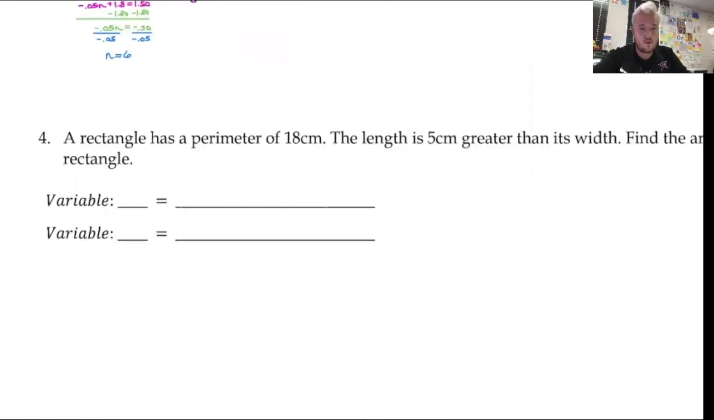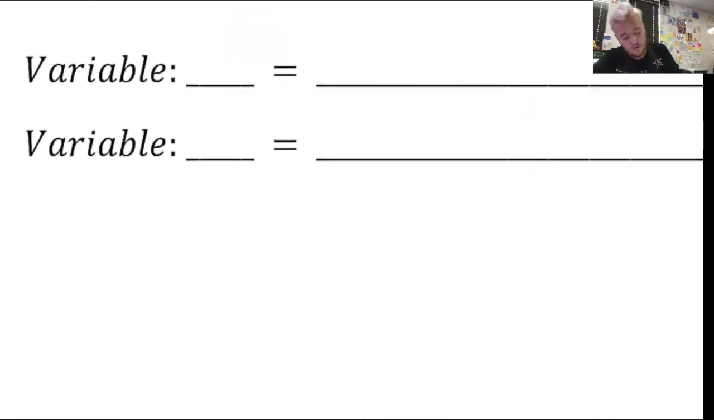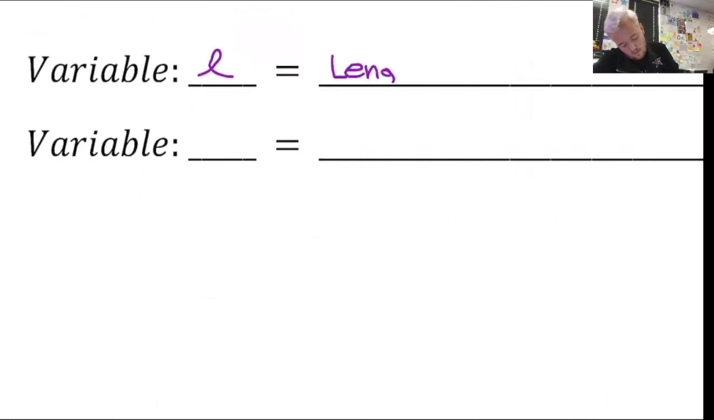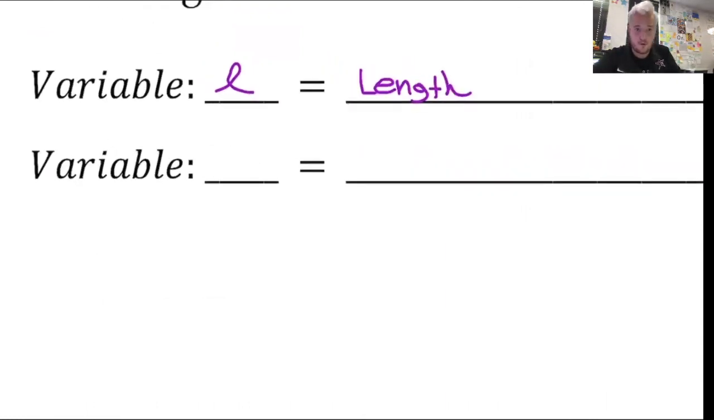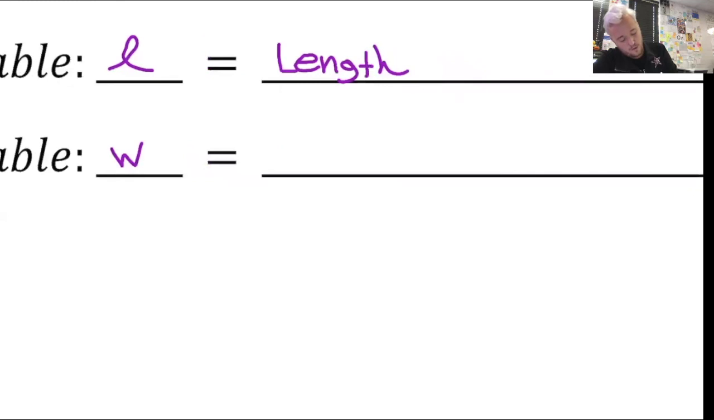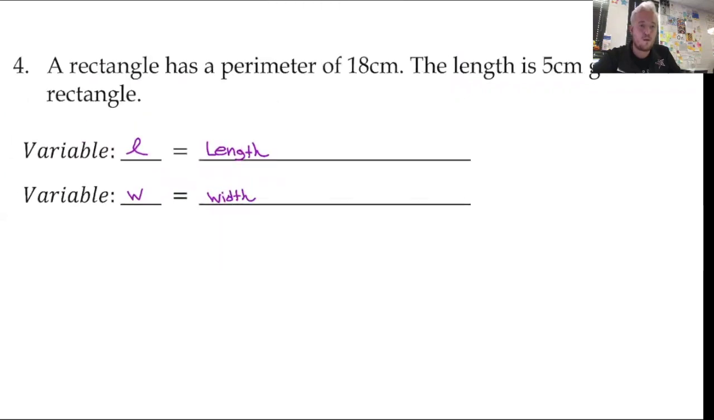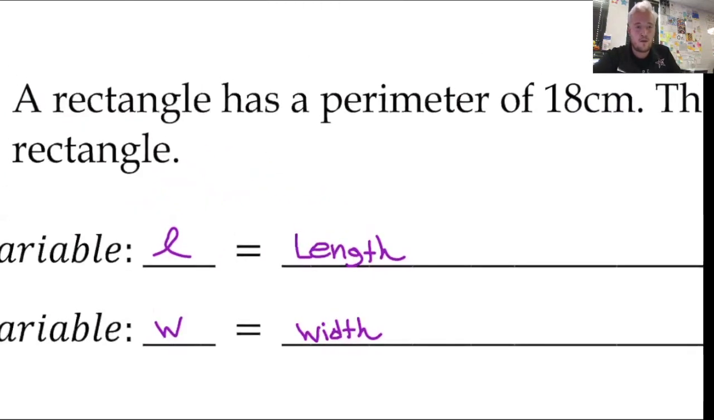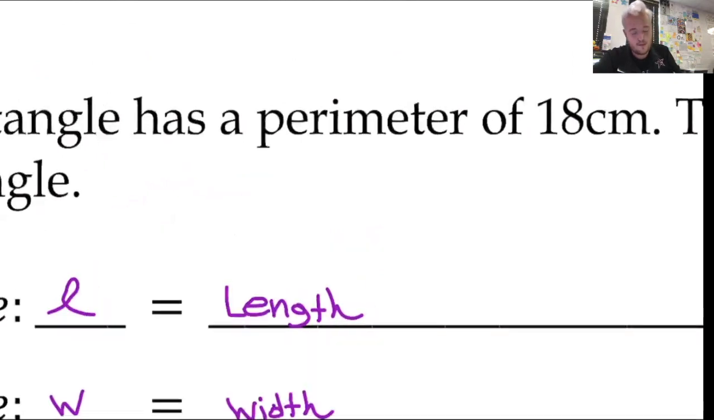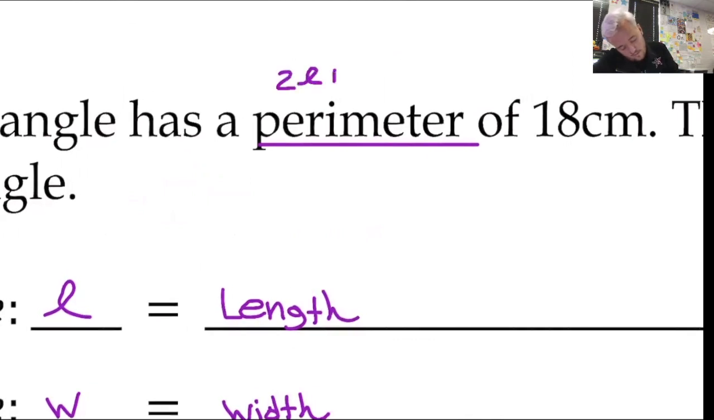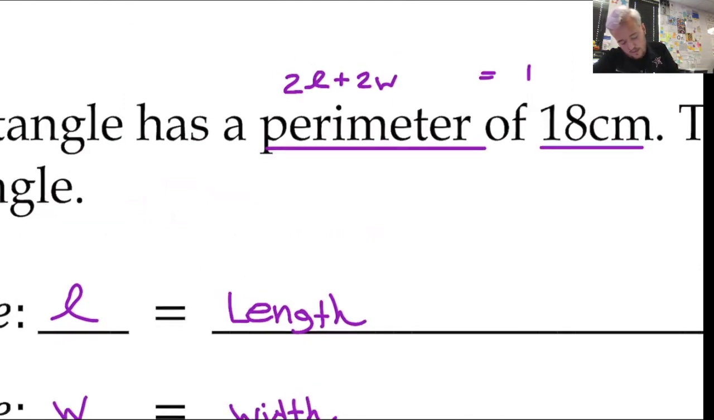All right, so first off, we're looking at the length and width. So those are going to be our variables. So I'm going to use a cursive L for my length, or if you want to use a capital L, that works as well. And I'll use W for my width. All right, so they said our perimeter is 18. So if you remember the perimeter formula, that means 2 times the length plus 2 times the width. And they're saying it's going to be equal to 18. So that's going to be our first equation here.